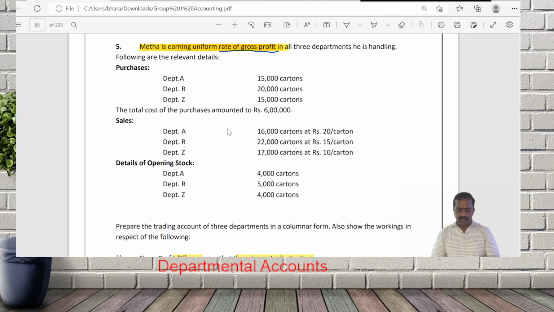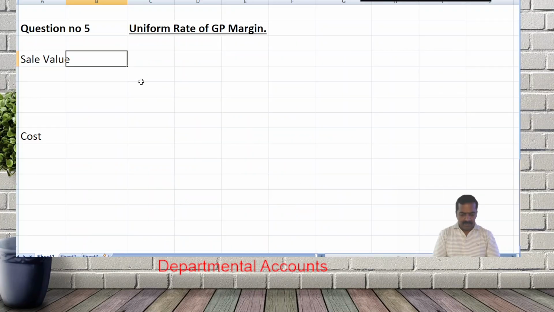We are given sales information, but we do not know the cost of it. Now, for the purchased goods, is it possible to work out the sale value? Yes: 15,000 units into the selling price of 20, 20,000 into 15, 15,000 into 10. Do we know the cost of the purchased goods? Using that, we can work out the profit margin.